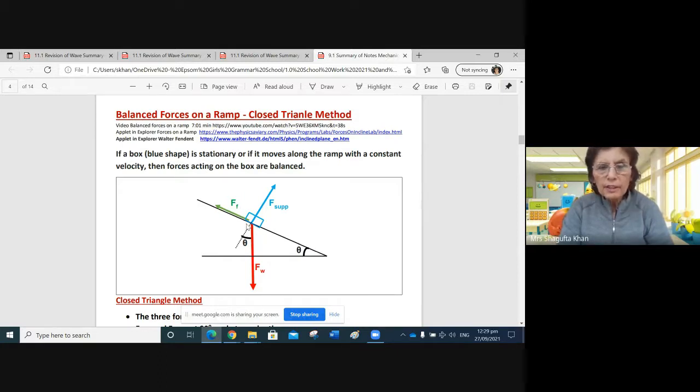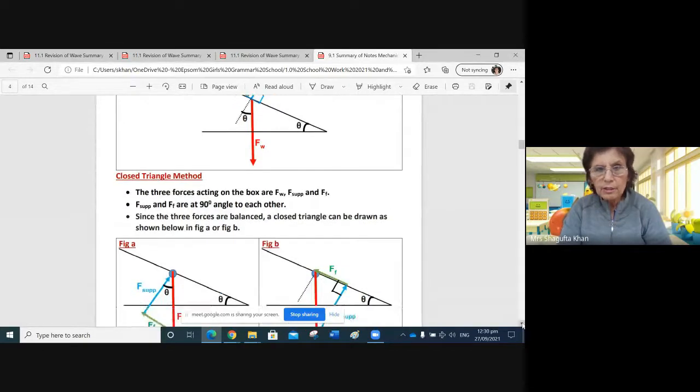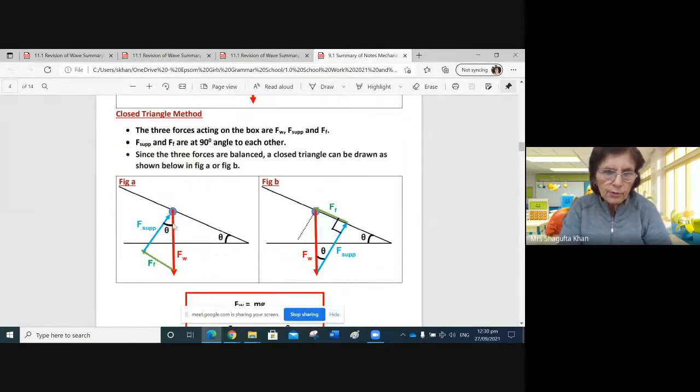And if we are given the mass, we can calculate the gravity force, m times g. And now the question will be: calculate the size of this force and that force. And so we will use the closed triangle method. What is the closed triangle method? We draw the gravity force first. From the tip over here, we draw the friction force, because friction force was up the ramp here. And then the support force was here, so we draw the support force. So we started from here, and when we add the three forces, it ends where we started. That means the result is 0.